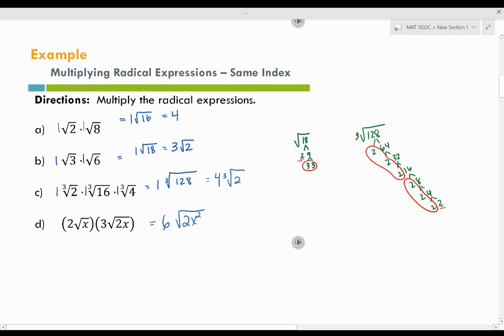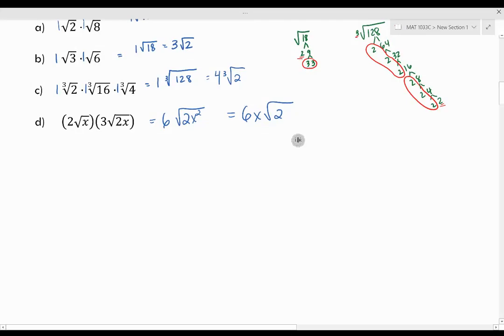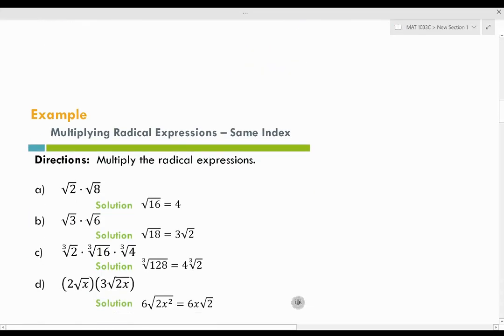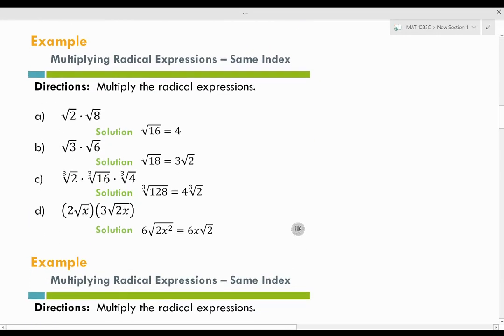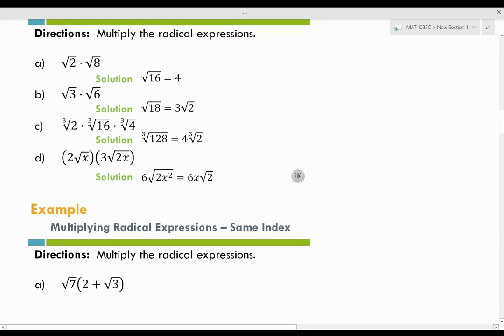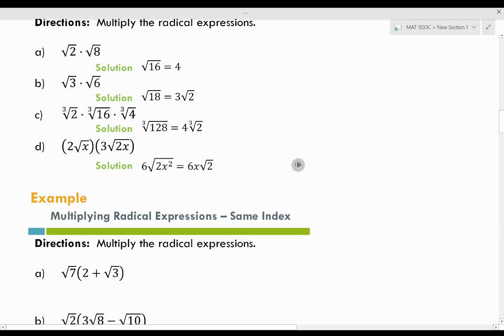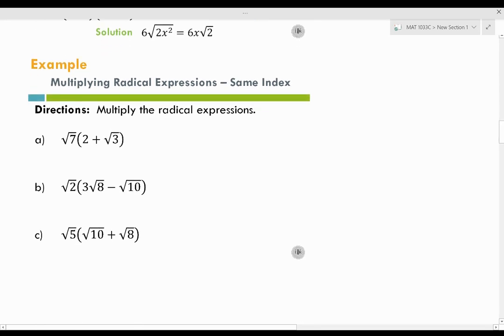So the 2 that's underneath that radical doesn't simplify any farther. It's already prime, doesn't have any other factors that can be pulled out. But that x squared, the square root of x squared is x. So that tells us that an x can come out: 6x square root of 2. Okay, cool. Let's see if we're right. 6x square root of 2. Awesome. We're on a roll. All right, let's try some other problems.